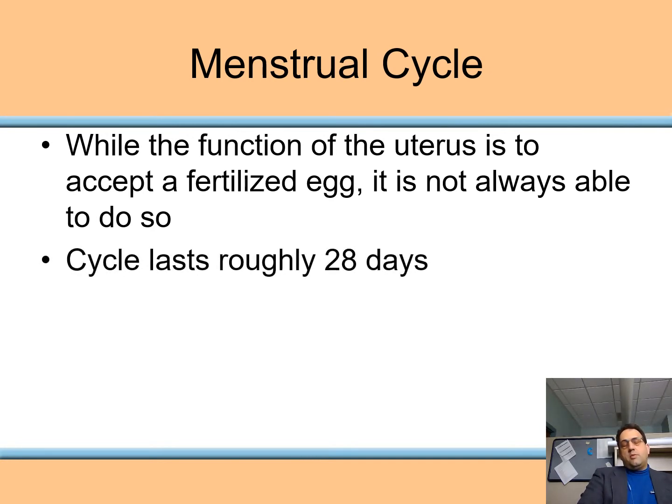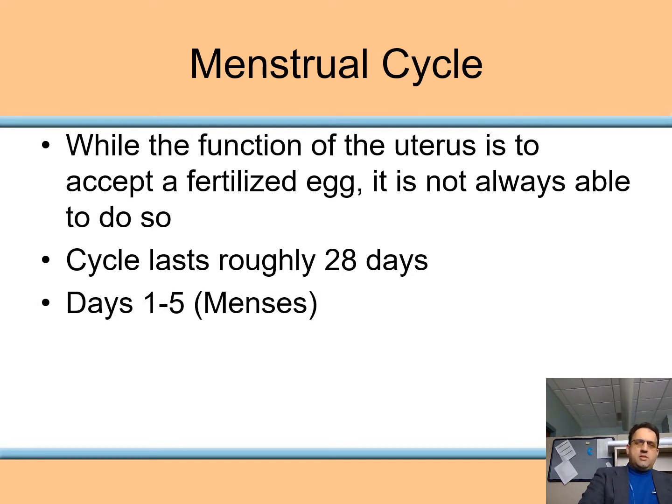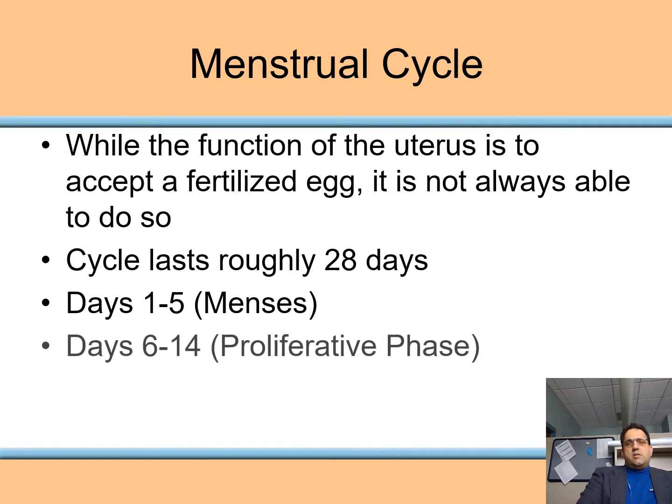The cycle lasts about 28 days. Days 1 through 5 are menses. So menstruation, the first day of menstruation is the first day of your cycle. That is the definition of the beginning of the menstrual cycle. Days 6 through 14, you'll start to see a rise in estrogen levels, which will cause the building and the development of the endometrium. This is called the proliferative phase.